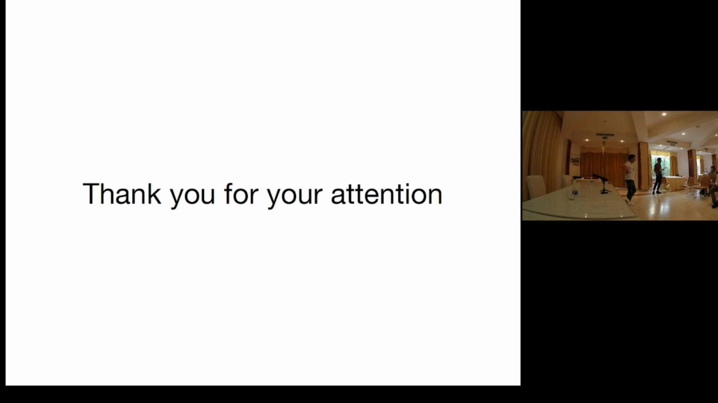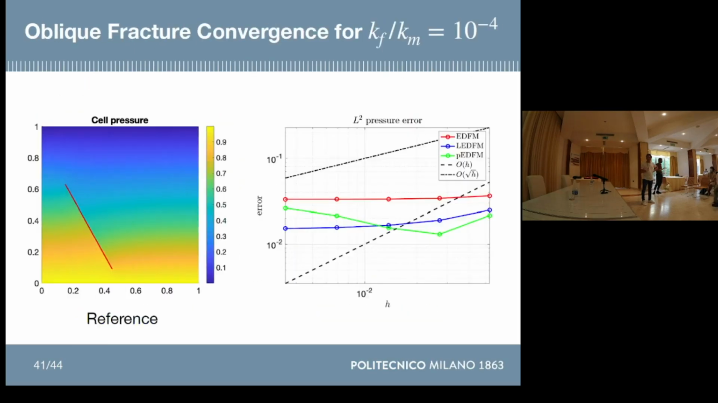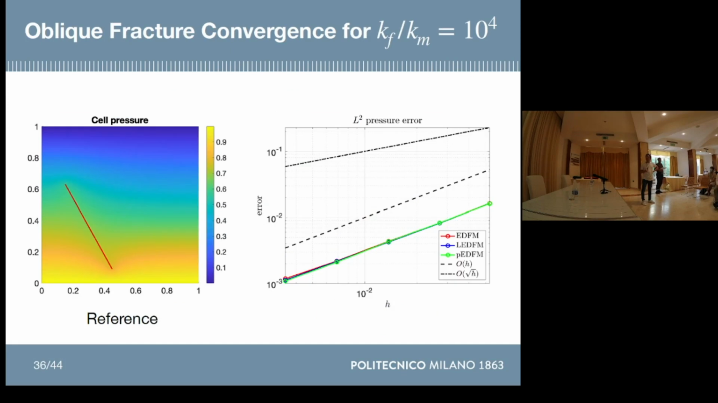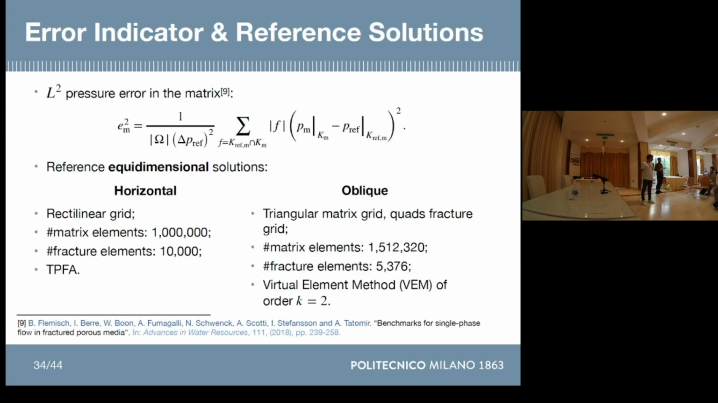Thanks for the presentation. I was wondering how you construct your reference solution for the convergences. I would guess, correct me if I'm wrong, that there are error estimates for problems with fractures. So where's the problem? Is it maybe that your preconditioners are less effective in those regimes?